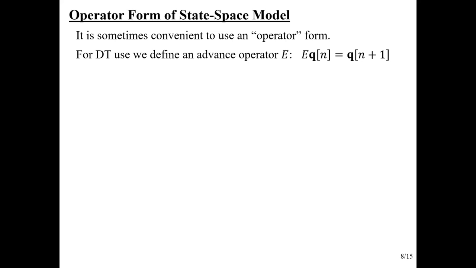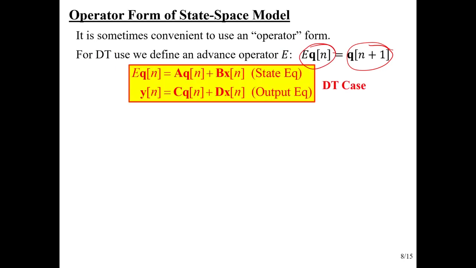So it's convenient to introduce this thing called operator form. And again, there's no fixed symbol here. So let's start with discrete time. We're going to define something called the advance operator. So if I take something, Q of n, and I hit it with this operator, it's going to bump it ahead one sample. That's it. So instead of writing Q of n plus 1, I could write EQ of n. That's the advance operator.